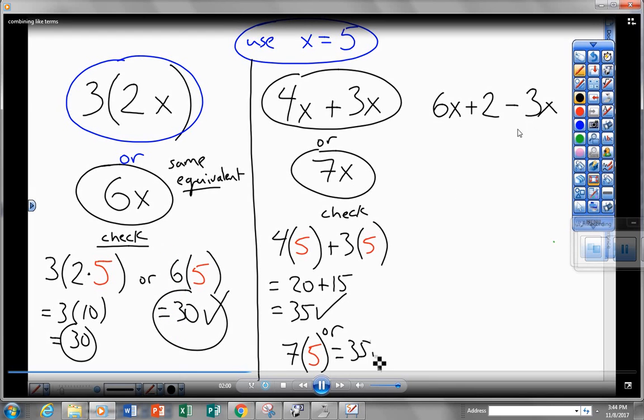All right, this one, I'm going to combine like terms and then show you how not to combine like terms and show you what happens when you do that. So again, these are both equivalent. Those are good. My last one here.